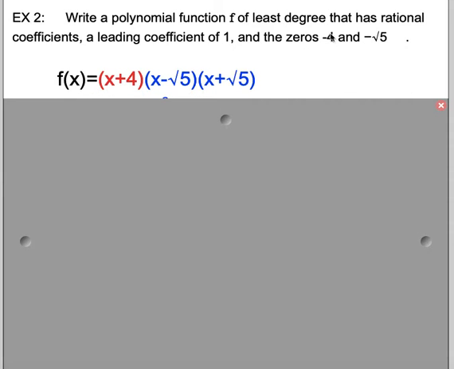So the first one I'm going to do, this is example 2, has the same instructions. I'm going to have a 0 at -4, and then I have a negative square root of 5. Well, that rule says that if you have a negative square root of 5, you must also have a positive square root of 5. So then I write my polynomials. I say -4 would be x plus 4. I have to have a negative square root of 5 and a positive square root of 5.